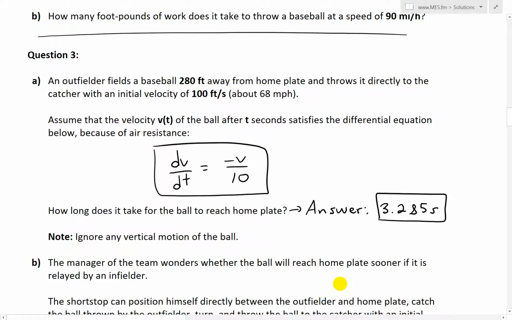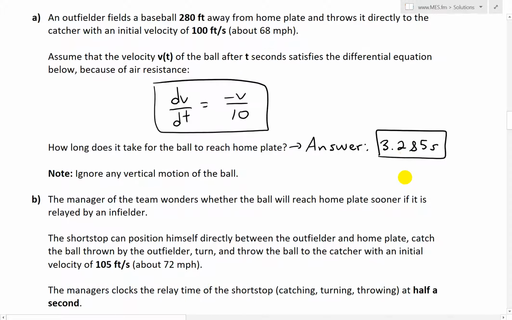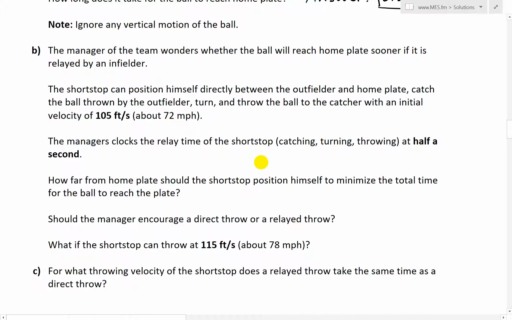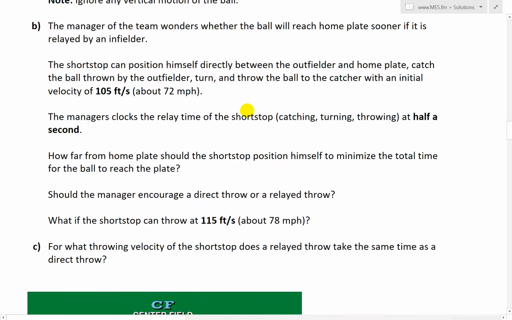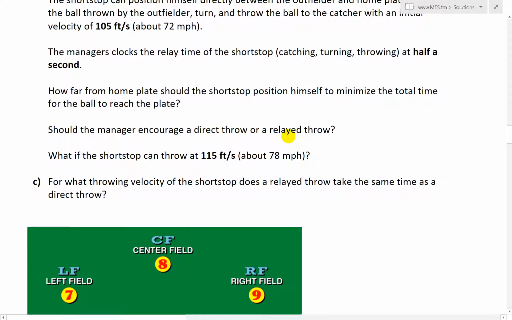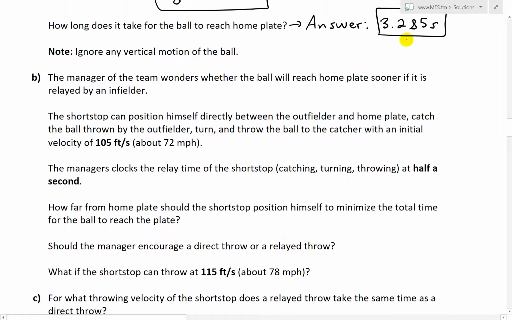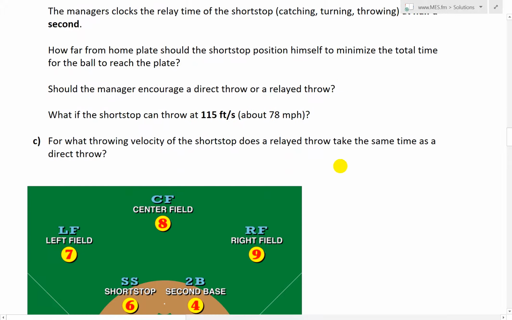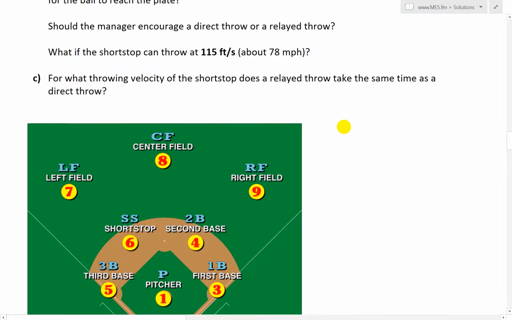If the outfielder threw 100 feet per second or 68 miles an hour, part A looked at the time and it was 3.285. In part B, when the shortstop throws 105 feet per second, it turns out to take longer than throwing it directly. But if that shortstop could throw even faster, at 115 or 78 miles an hour, it turns out to be slightly shorter than this 3.285, so in that case you should relay the throw. And now let's look at part C.